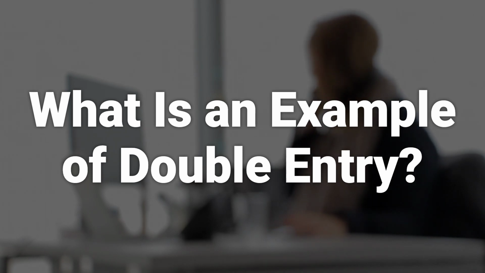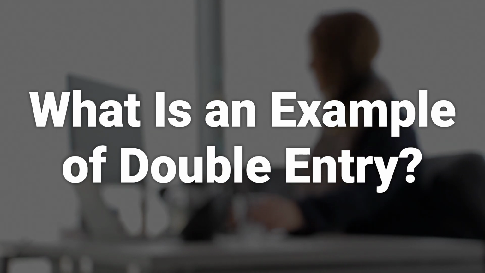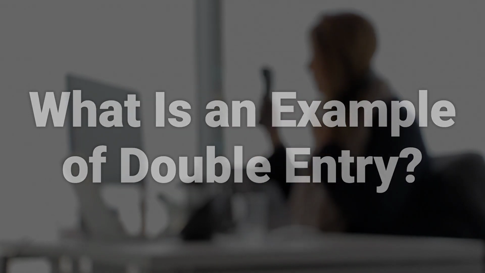An example of double-entry accounting would be if a business took out a $10,000 loan and recorded it in both the debit and credit accounts, making a debit to cash and a credit to debt. Under the double-entry system, both the debit and credit accounts will equal each other.